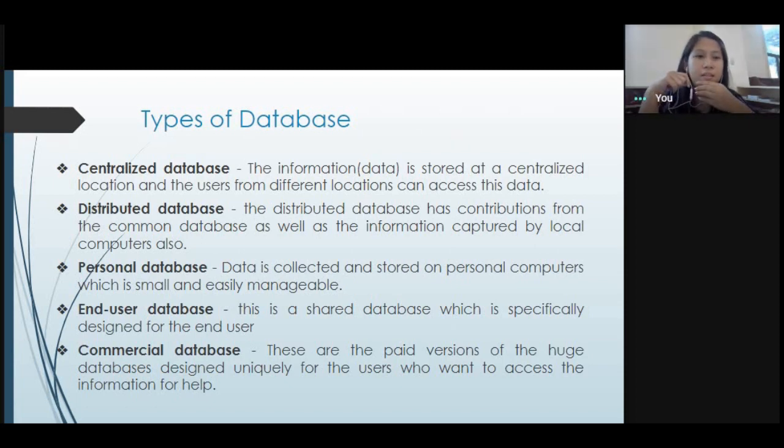So, types of database. Centralized database: the information or data is stored at a centralized location and users from different locations can access this data. So their data is simply centralized. The distributed database is the opposite of the centralized because the database is distributed from the common database, as well as the information captured by local computers.